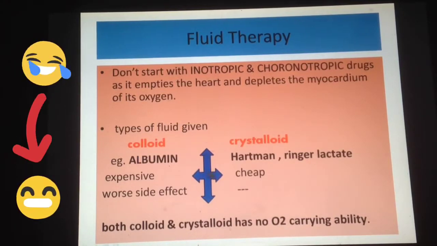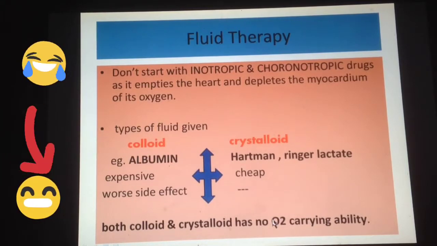Then we have crystalloids, which consist of fluid and electrolytes, such as Hartmann solution and Ringer lactate. Albumin is very hard to get, so it is very expensive and it has worsening side effects. Whereas Hartmann solution is commonly used in every hospital, is very cheap, and does not have any specific side effects. These fluids do not have oxygen carrying capacity, so to compensate for oxygen carrying, we need to administer blood to the patient.